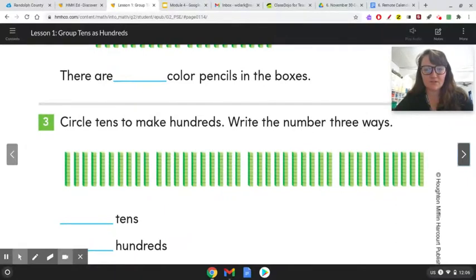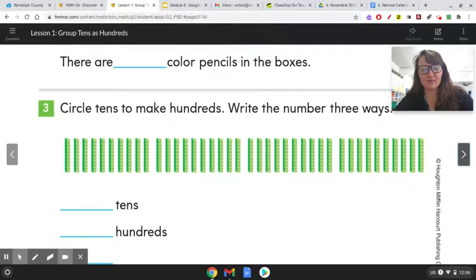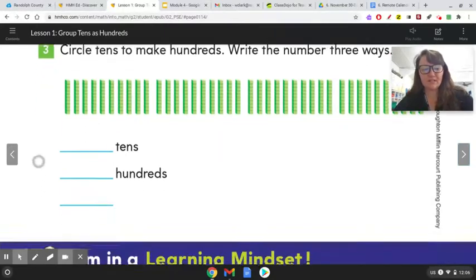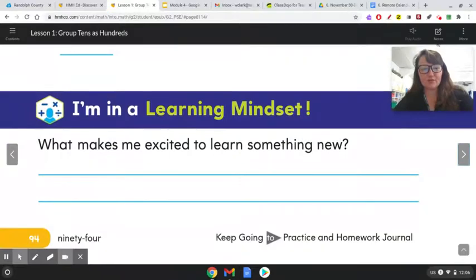Remember, you need to pause the video. Okay. Number 3, circle tens to make hundreds. Write the number 3 ways. Okay, find the number of tens and the number of hundreds. Pause the video. Okay. Next one. Last question. What makes me excited to learn something new? Go ahead and write your answer.